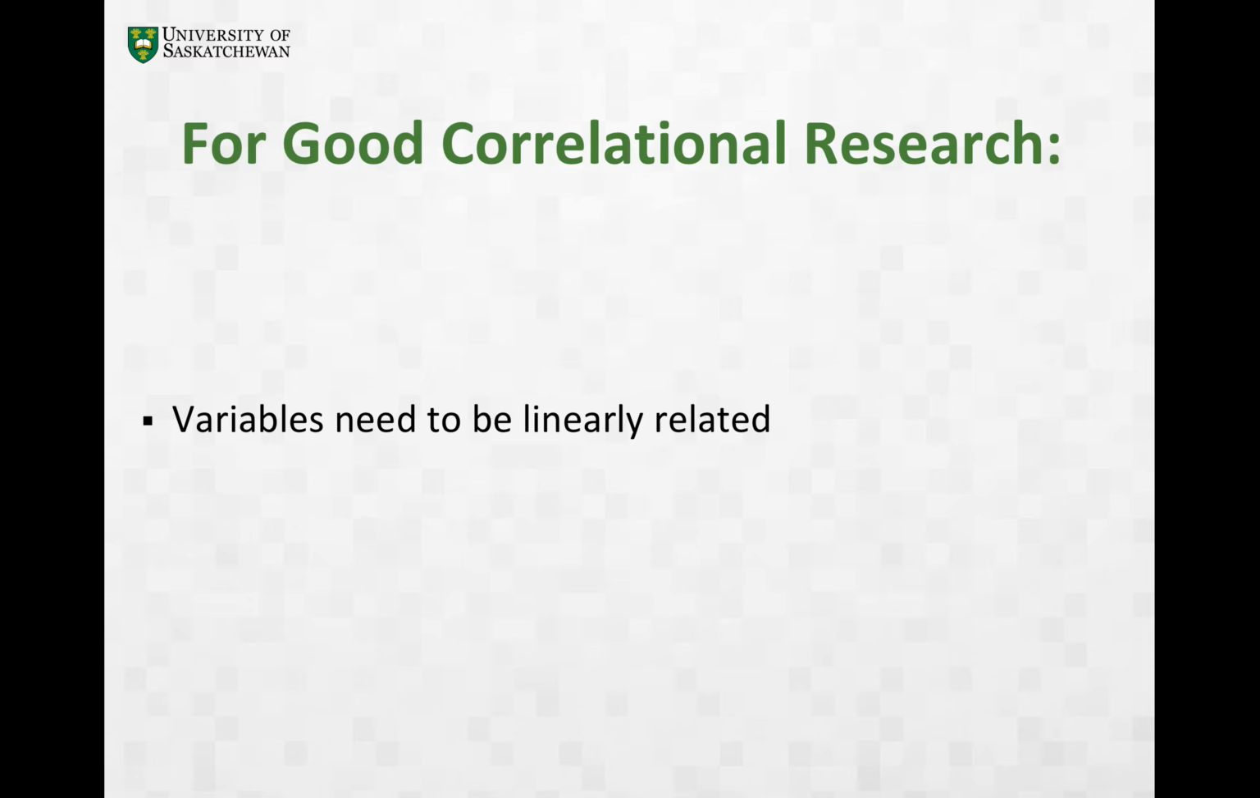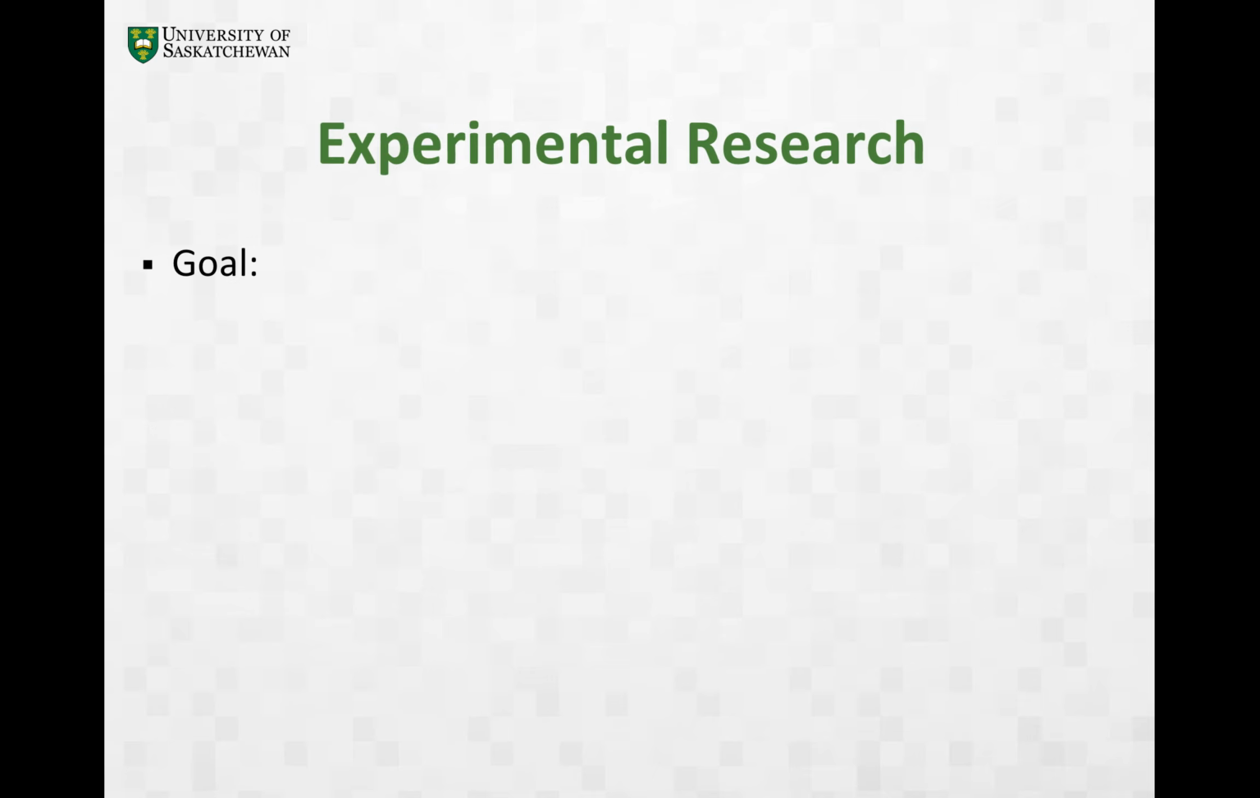So if we want to have good correlational research, we need to make sure we've got variables that are linearly related to each other, and we cannot assume causation, just for good measure throwing it in a third time, so that you know for your exam when this question comes up what the answer is. All right, moving on. Our third type of research that we're going to look at is experimental research.